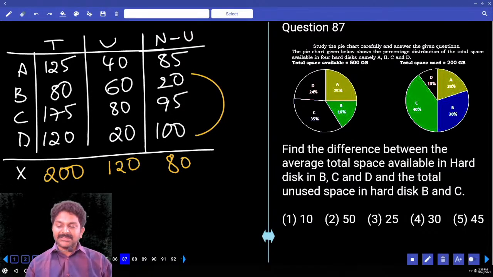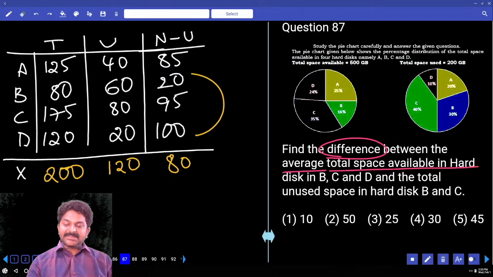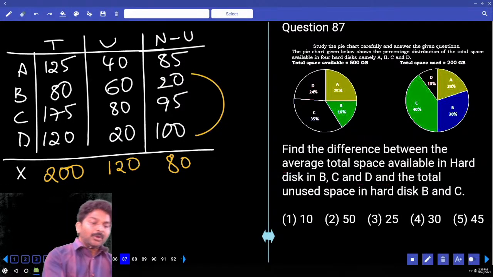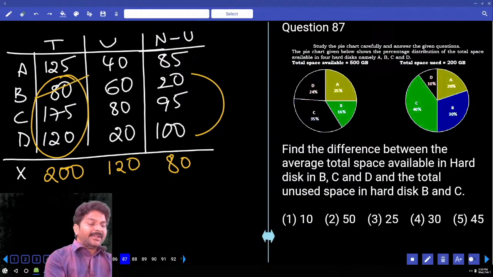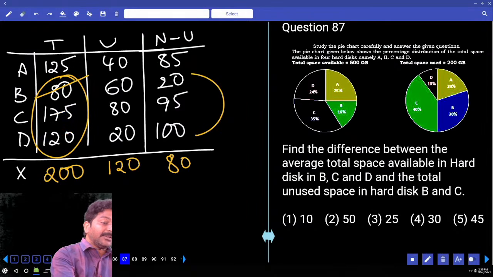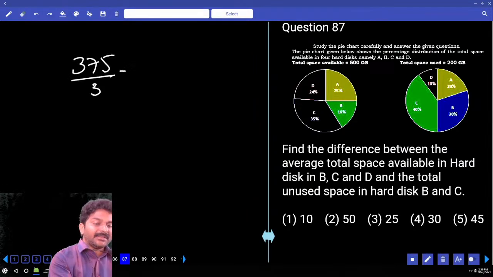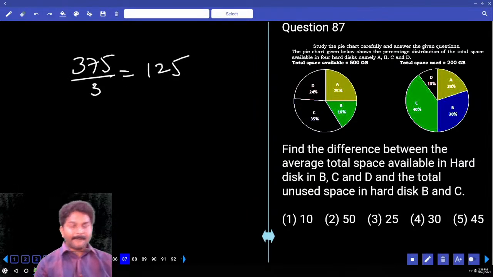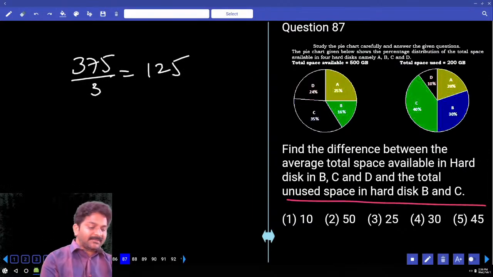Find the difference between the average total space available in hard disk B, C, D and the unused space in hard disk B and C. We need to take difference for average. Total space in B, C, D: 80, 120, 200. 200 plus 175, 375. We were asked to calculate average by 3. 125.